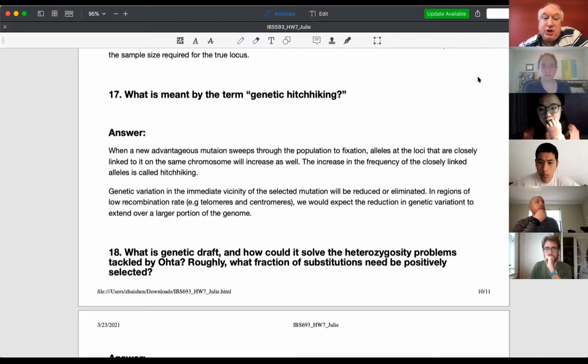The fixation rate at the neutral site is exactly the same as it would have been if it had been anywhere else in the chromosome. So the rate of evolution of neutral sites, the rate of substitution of neutral sites, is unchanged, but the amount of variation, the heterozygosity of neutral sites, is reduced by linked selection.